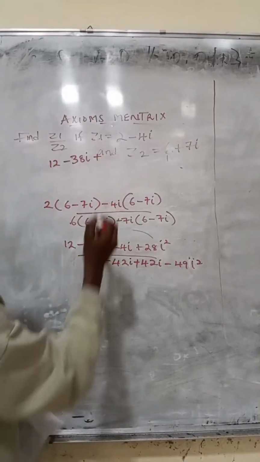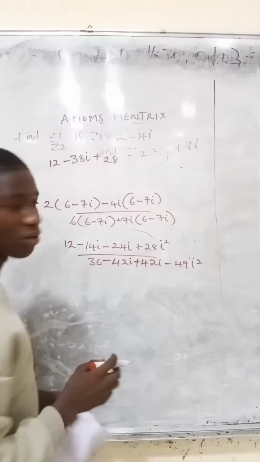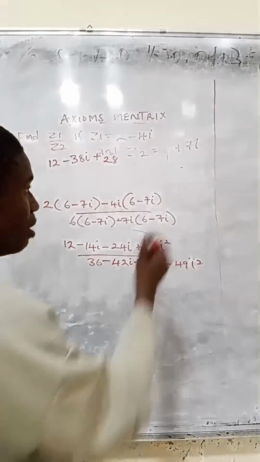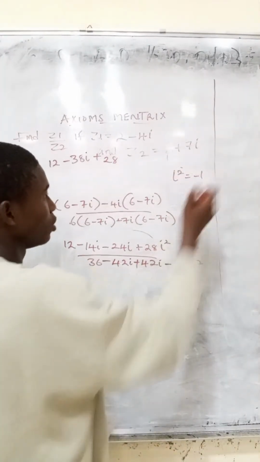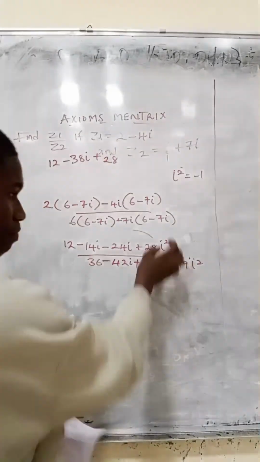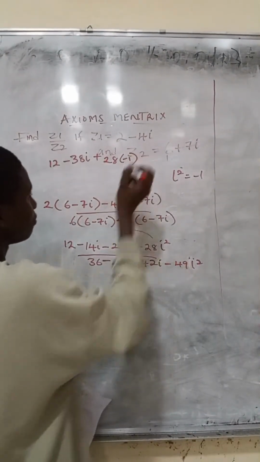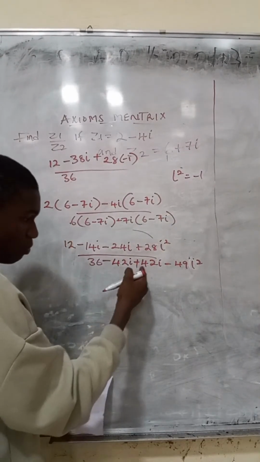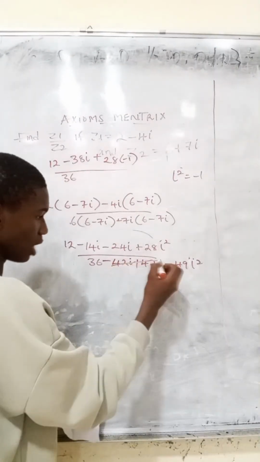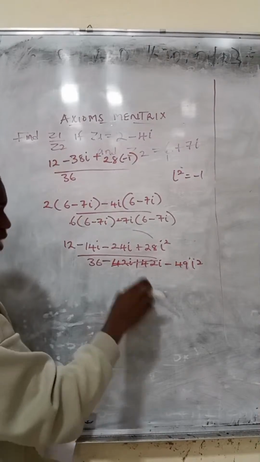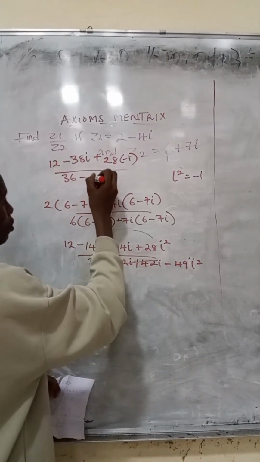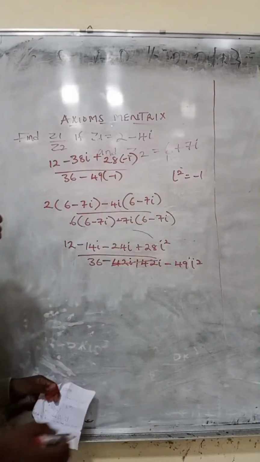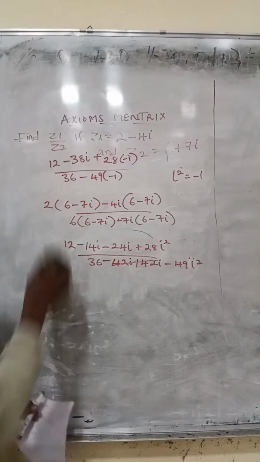plus 28. Now, remember I told you from the onset that this i square is going to be minus 1. If you remember, I said i square is equal to minus 1. So anywhere we see i square here, let's put minus 1. So bracket minus 1 all over 36 minus 42i plus 32i is going to cancel out, because it's positive and negative. So I'm left with minus 49. My i square is now minus 1.